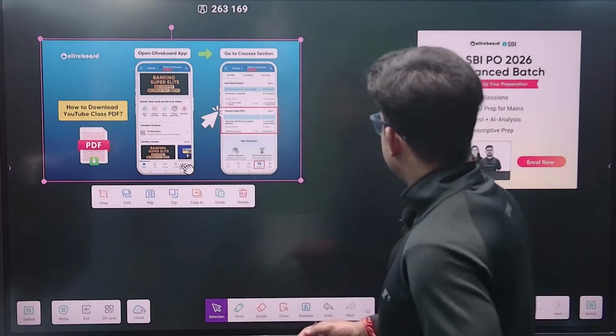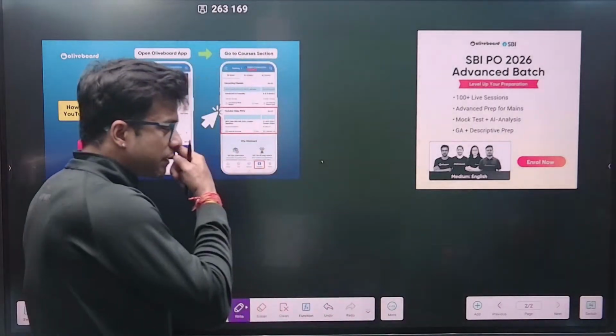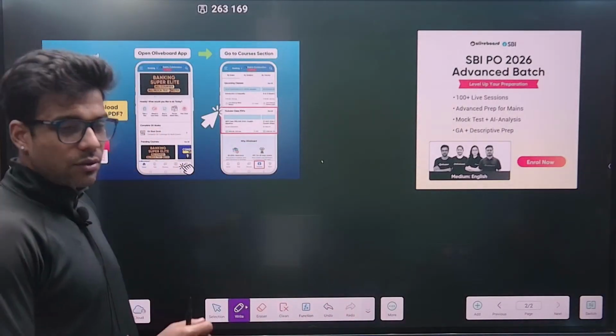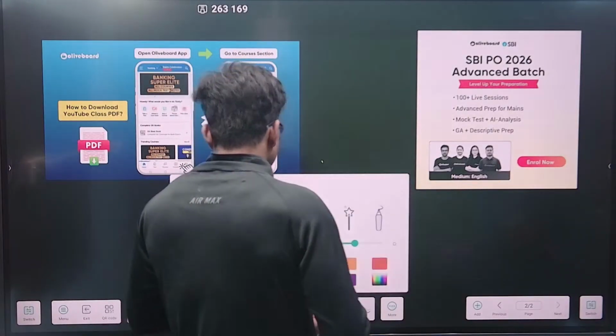Okay. So guys, welcome you all to this class. Before starting the class, as all of you know, today is a class of square and cube and square root and cube root.